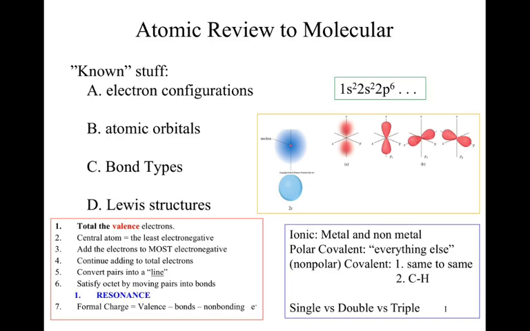Your electron configurations, the whole 1s2, 2s2, 2p6, etc. Atomic orbitals, what do they look like and what do they mean? Okay, so we're looking at probability spheres from quantum mechanical calculations.